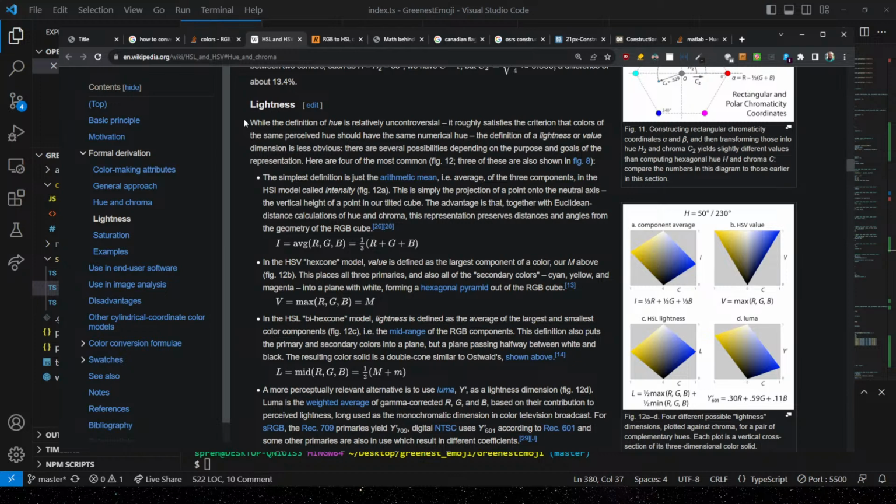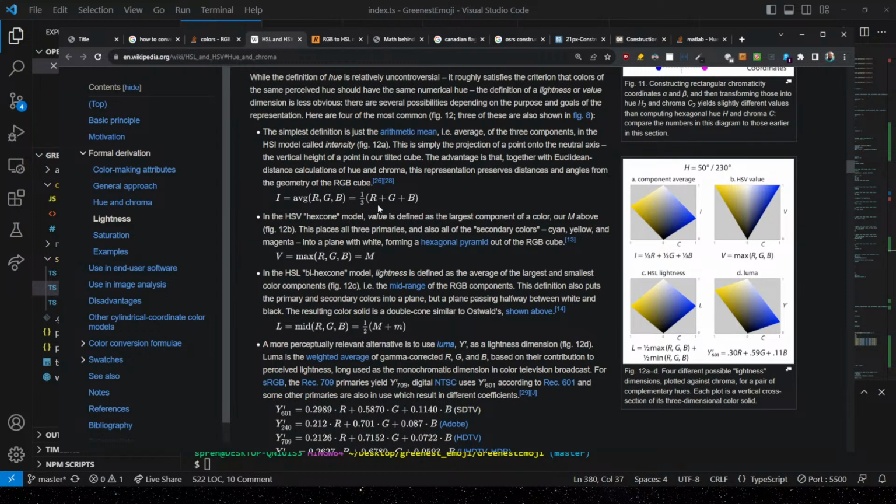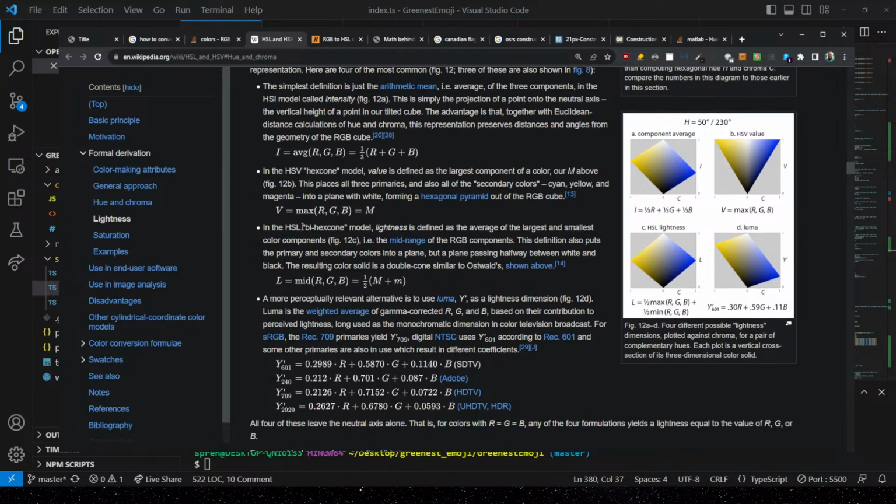Well, the definition of hue is relatively uncontroversial. The definition of a lightness or value dimension is less obvious. Oh, great. You could just take the average. Okay, that's one way to do it. There's HSV, there's HSL, which is 1/2 of largest plus smallest. It's actually relatively simple.